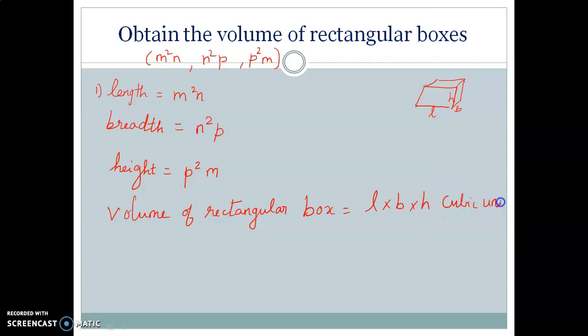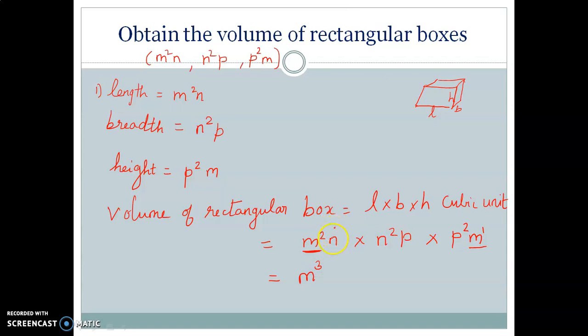Don't forget this. So what is length? m squared n. What is breadth? n squared p. What is height? p squared m. What is going to be the answer? Now mark all the m's, m raised to the powers. Here we have m, here we have m, and in the second we don't have any m. Here we have m power 2, here I have m power 1. So we will have m cube.